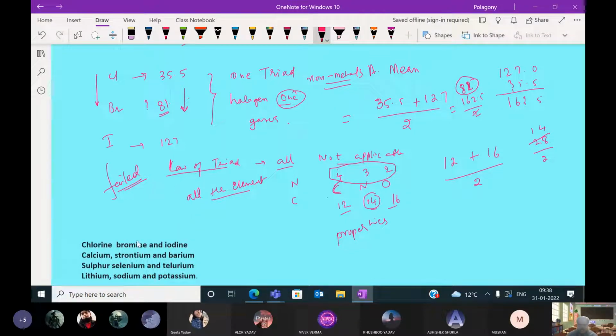You can try these triads: chlorine, bromine, iodine; calcium, strontium, barium; sulfur, selenium, tellurium; lithium, sodium, potassium.